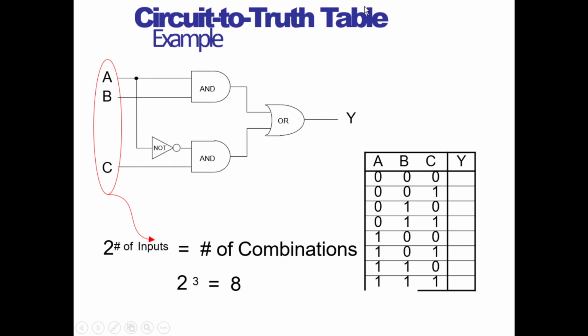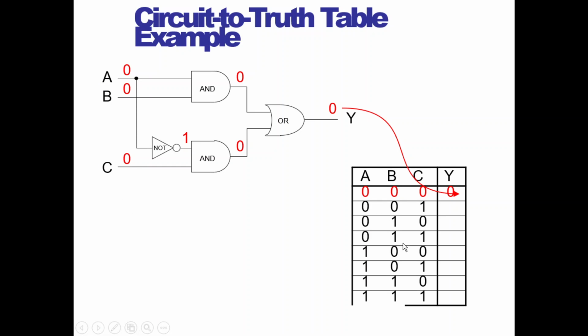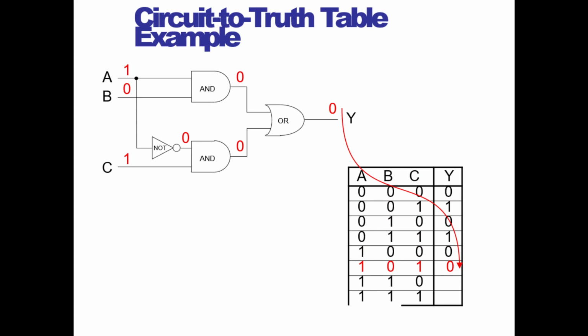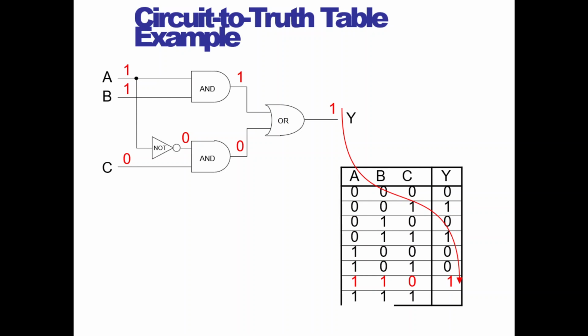This is a circuit to truth table example. A, B, and C. We've done this case, but we have 8 combinations to test here. So let's check it. This comes 0. Don't worry, these are really complicated for me too.